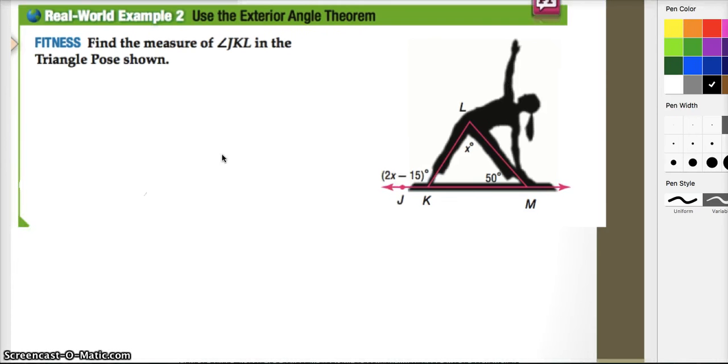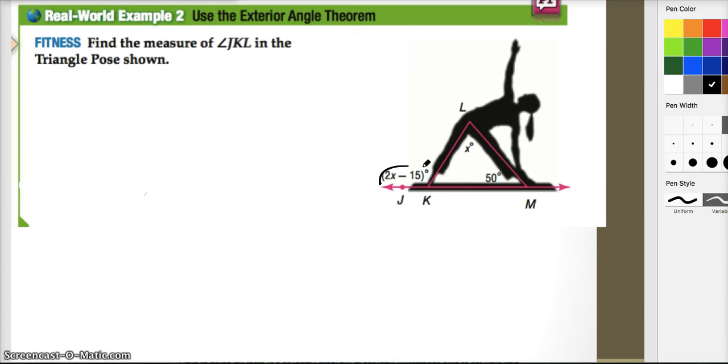So here is our real world example. So we've got this person doing some yoga. We're going to exploit the idea of the exterior angle theorem. Let's talk about it. Find the measure of JKL in the triangle pose. So we got JKL in this situation. All right, so triangle pose, we see it, pretty cool.